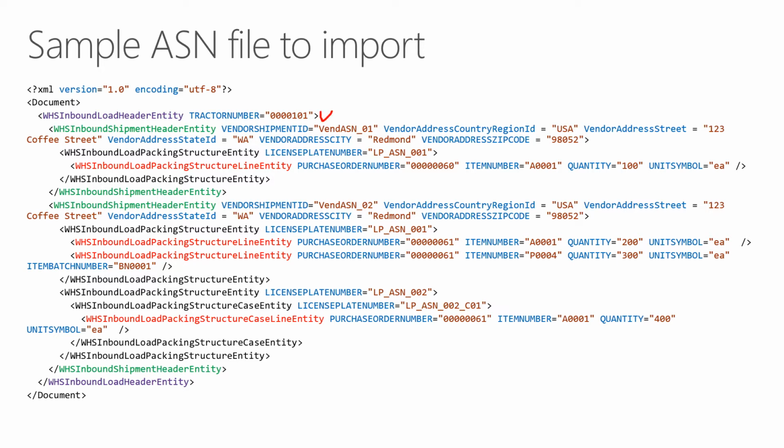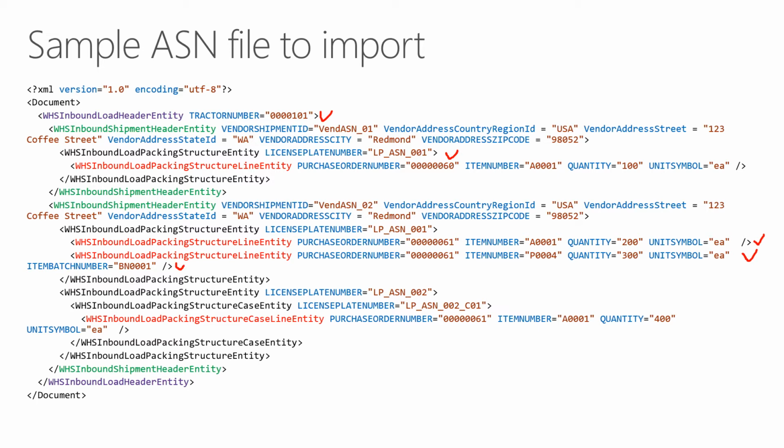As for the packing structure of the load, the vendor decided to put the entire quantity for the first order on a pallet with license plate ID LPASN001. Since there was more room on the pallet, he also put some of the quantity for the second order on it, including additional quantity of the same item, as well as a batch tracked item, where you can see we specify the batch number here.